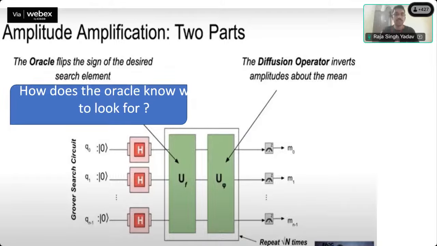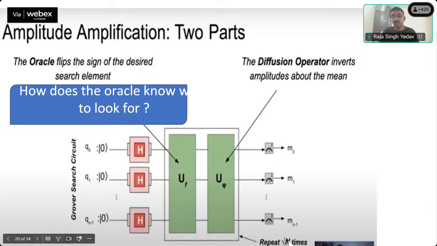Now, how to do it? That's the part I will be talking about now. First, amplitude amplification has two parts: an oracle, that is U_f, and U_phi, that is the diffusion operator. That means it inverts amplitudes about the mean. These two blocks, the oracle and the diffusion operator, we should run root N times. That is exactly what I have mentioned at the bottom: repeat root N times.